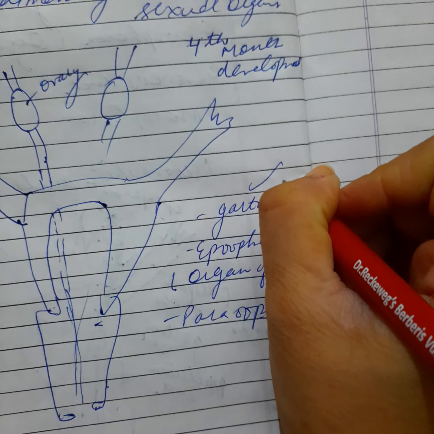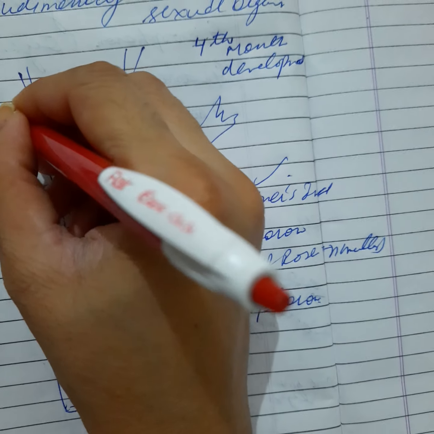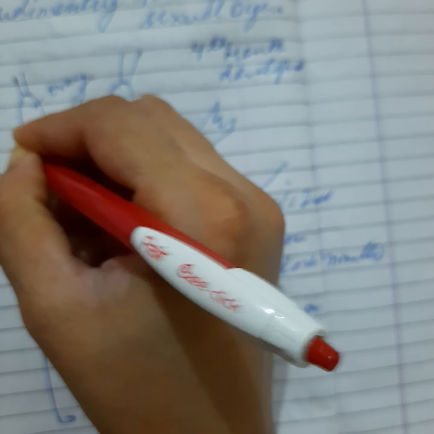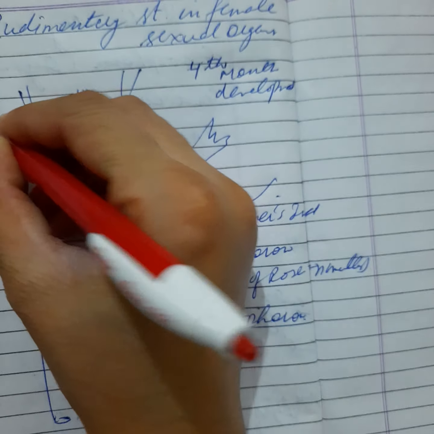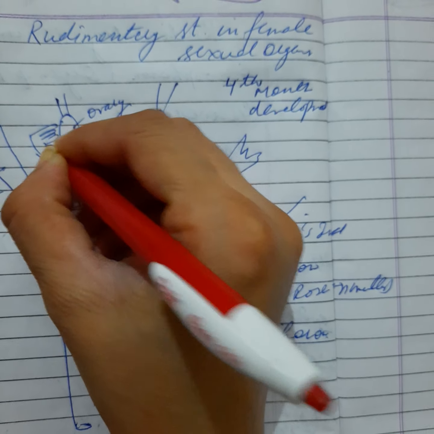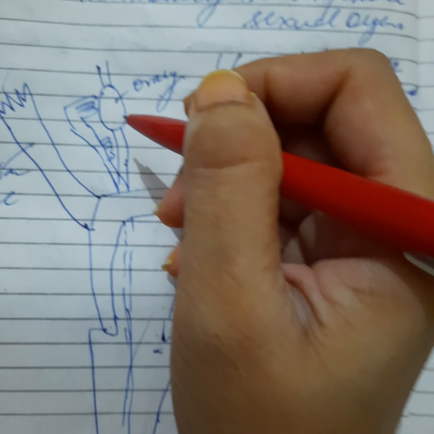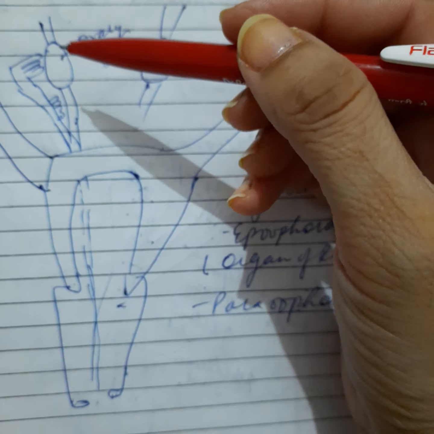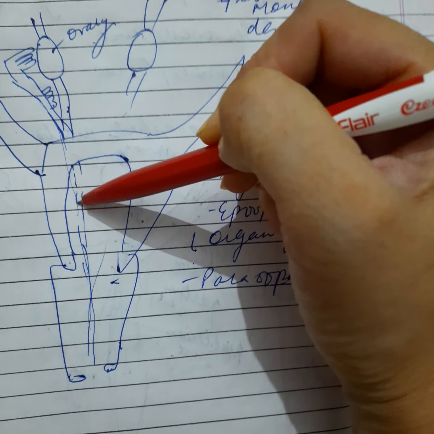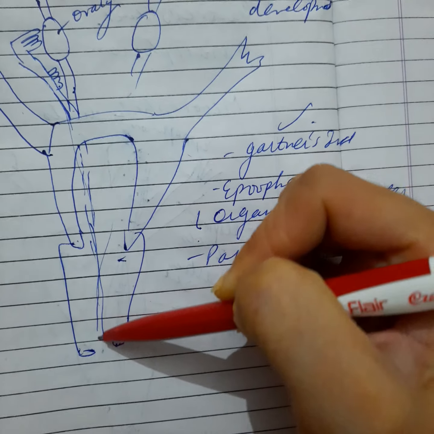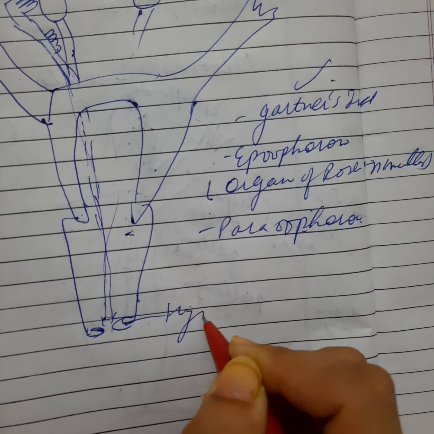So Gartner's duct. Firstly draw the pictures. So what is Gartner's duct? Gartner's duct runs parallel to the fallopian tube and then to the uterus and ends at the hymen. This is the hymen. This point developing is the hymen.